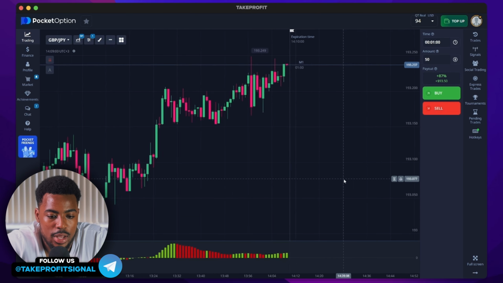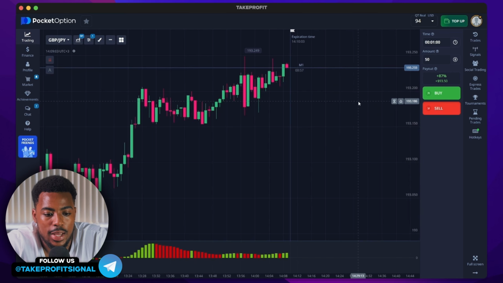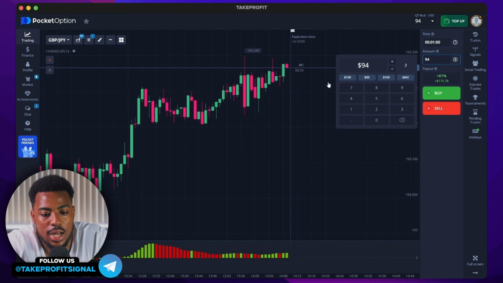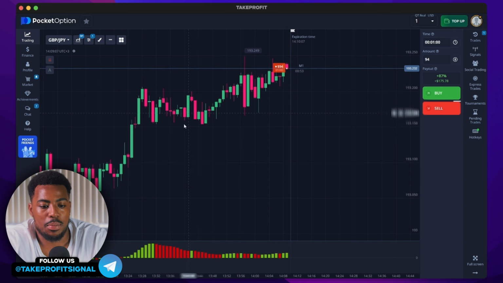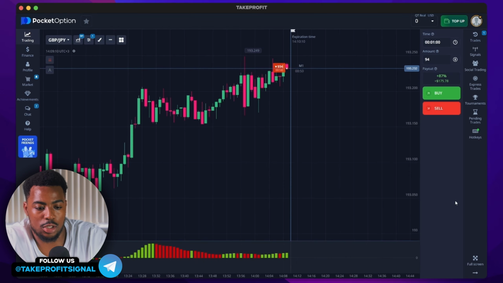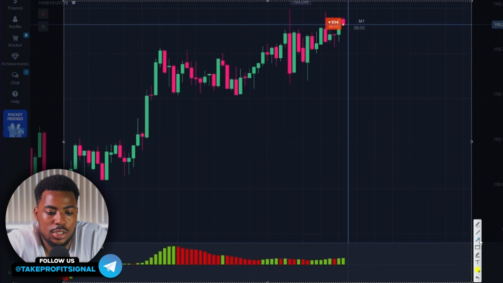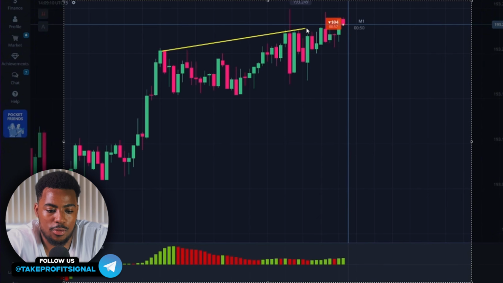So I see a good example of bearish divergence. In this situation, I will open a position at $94, and my position is open. Let's look at the chart. If we can see, we can mark this level right here.